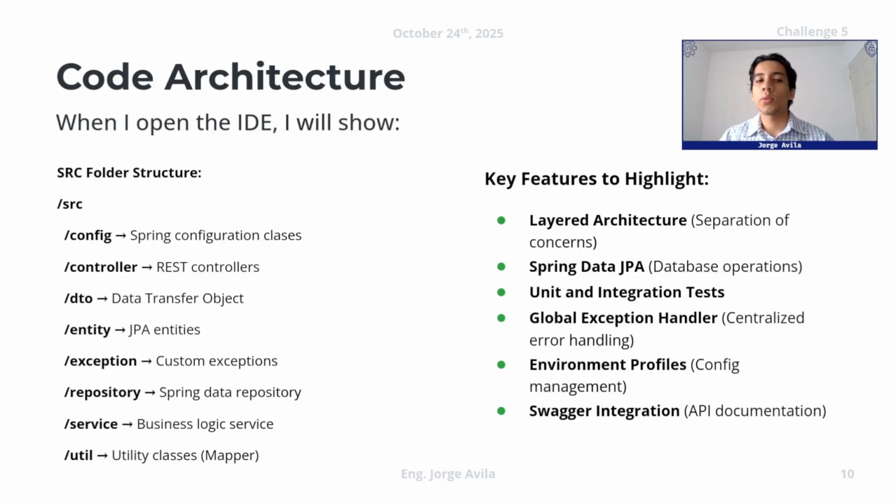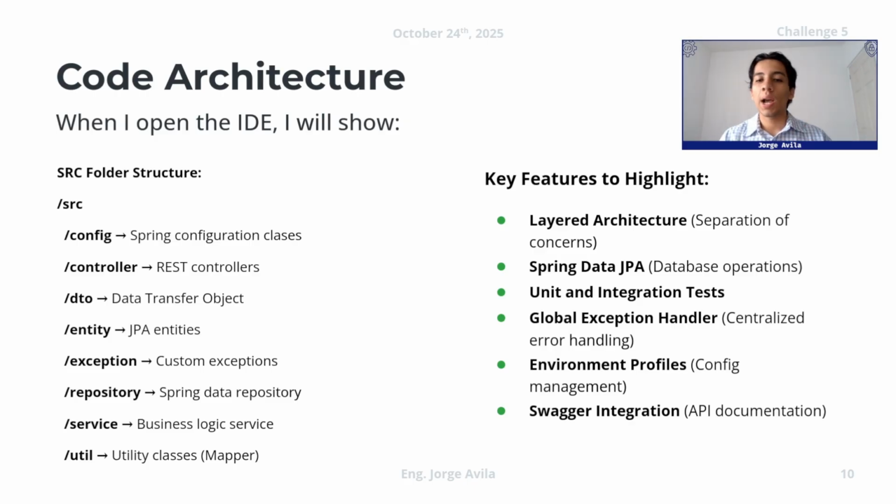Talking about the code architecture, in this part I'm going to open the IDE and I will show first the source folder structure. Here we have the config folder, that has Spring configuration classes like web configuration and also other configuration. The controller, there are REST controllers. The DTO, that is data transfer object. The entity, the API entities. The exception, I created a custom exception for each error. Repository, Spring Data repository. Service, the business logic, and the utility classes like mapper between DTO and entities.